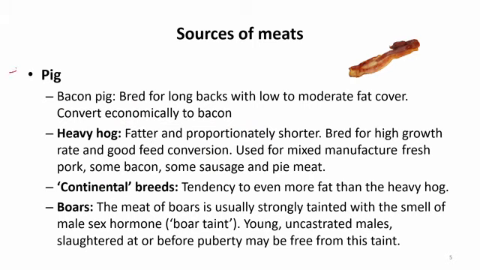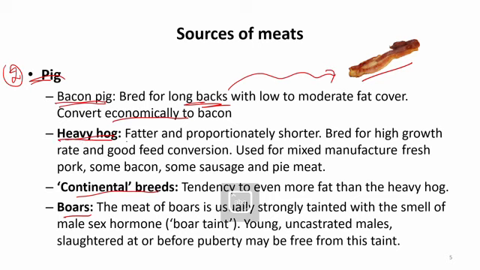Now the second source of meat for human is pig. Pig là con heo, con lợn. There are also different breeds of pig. Like we have bacon pig. This breed has like a long back, so the bodies are suitable to be converted into bacon, và thịt muối đó, like converted economically.